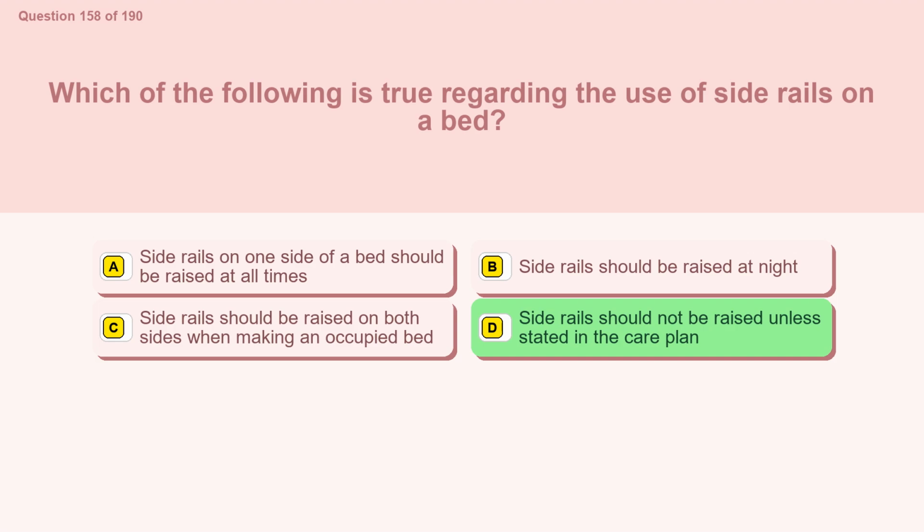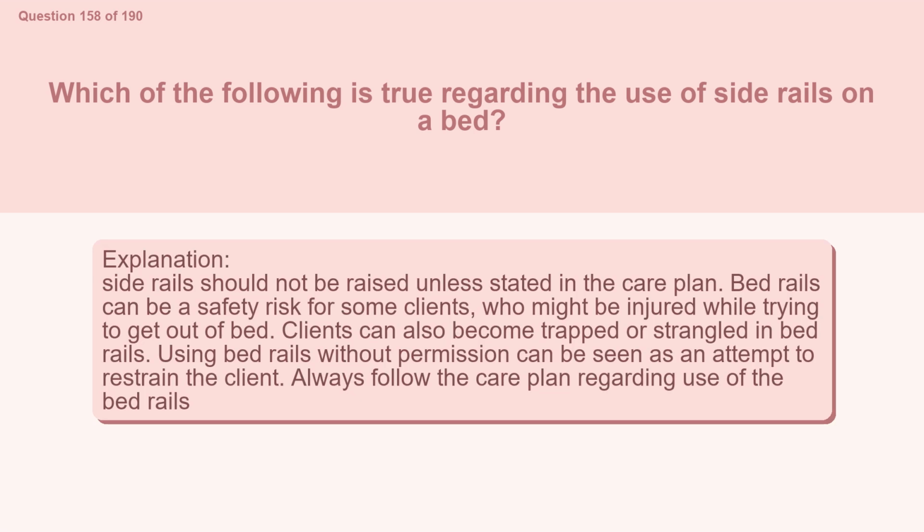The correct answer is option D. Side rails should not be raised unless stated in the care plan. Bed rails can be a safety risk for some clients, who might be injured while trying to get out of bed. Clients can also become trapped or strangled in bed rails. Using bed rails without permission can be seen as an attempt to restrain the client. Always follow the care plan regarding use of the bed rails.